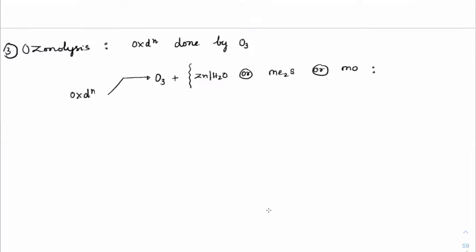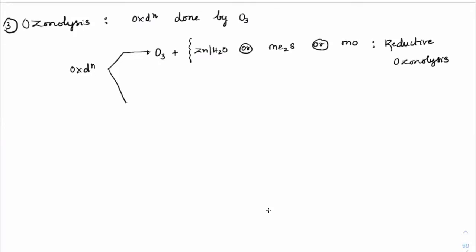This would control the oxidation, and these are called reductive ozonolysis. Reductive does not mean reduction, okay, which means it is a controlled oxidation. So this is called reductive ozonolysis. But in case you take O3 plus direct water, H2O or H2O2, this will give complete oxidation. So that's why it is called oxidative ozonolysis.